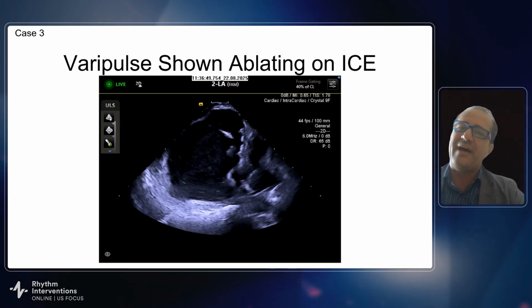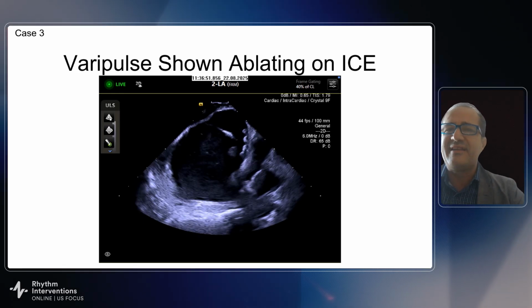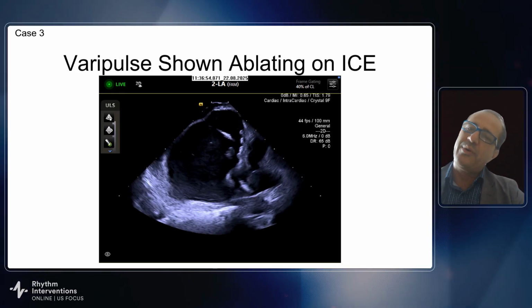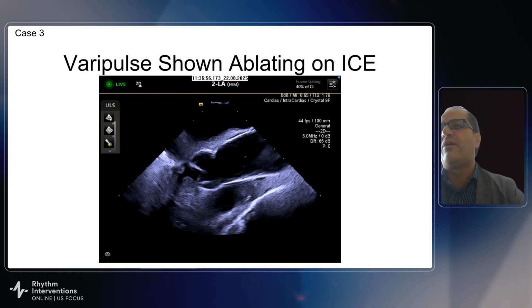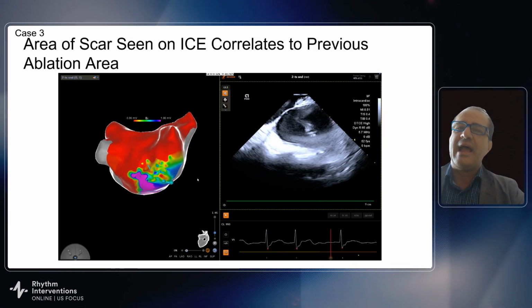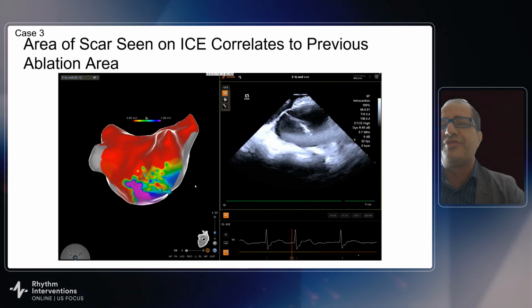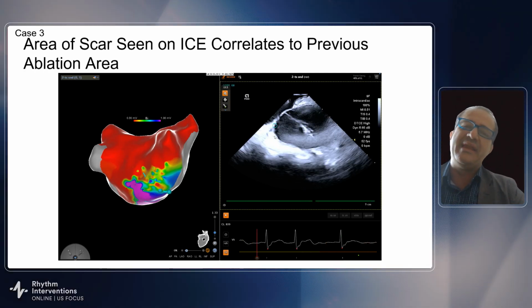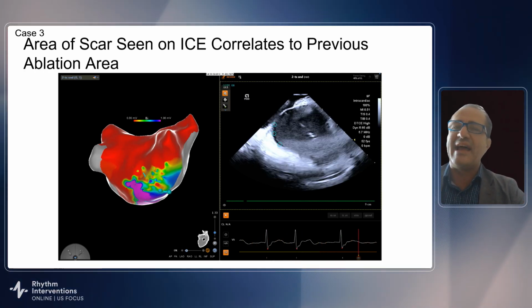You can see here on the ICE. This is again the crystal, proving the integration with the intracardiac echo. We see good contact there. And by ablating that area, we got termination of the flutter. And now the patient is in sinus rhythm.